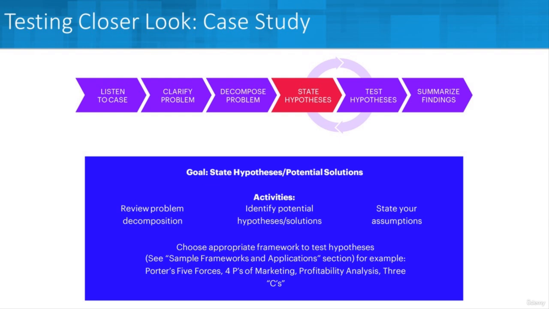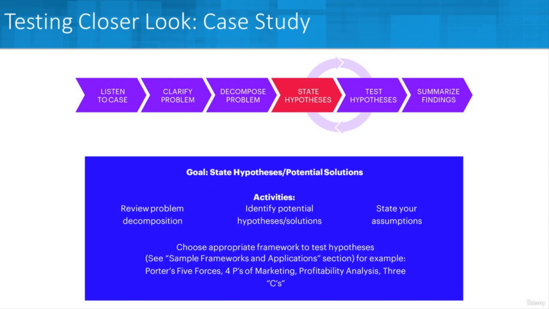Stating your assumptions, like you might be assuming that if you raise prices on baggage checking, you might have fewer customers flying your airline, and what impact that might have. And then applying a framework, if you can, is really great to test these hypotheses. There are some things you might have learned in school, or some things that are unique to your industry, that you could use for that.